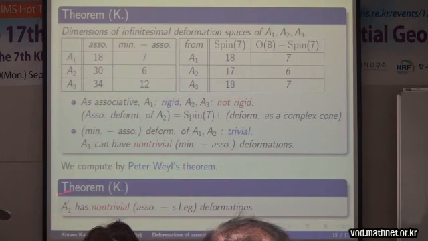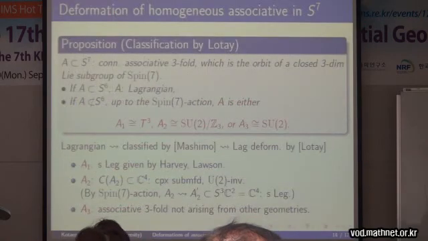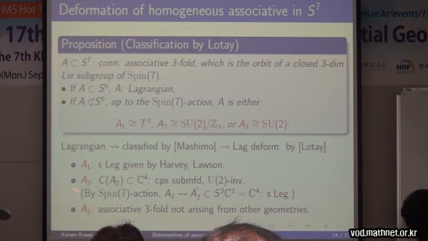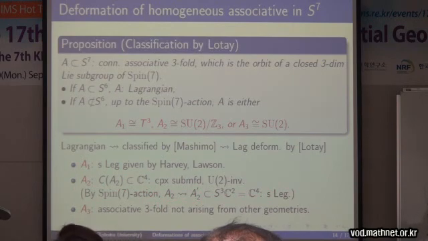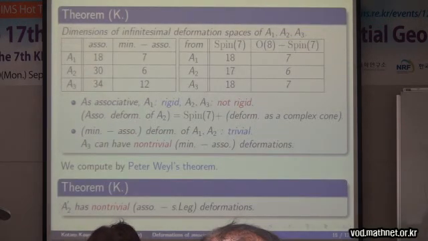So A2 plus has a non-trivial associative and non-special Legendrian deformations. A2 prime, sorry, A2 prime is this, so this special Legendrian from A2. So this is very complicated. So we give some summary on this blackboard.